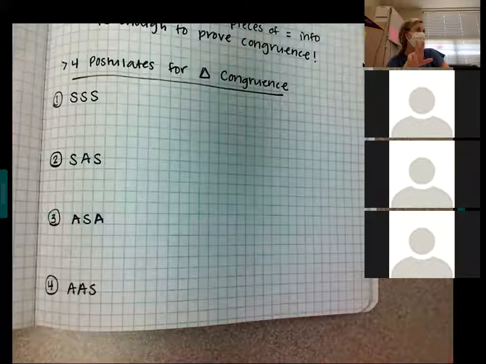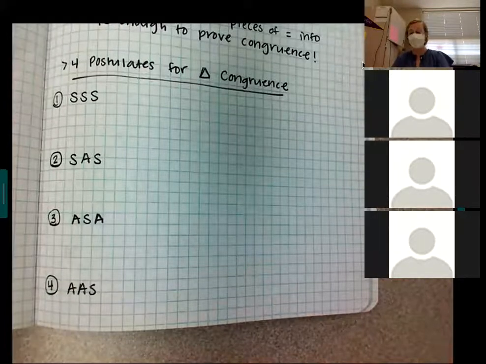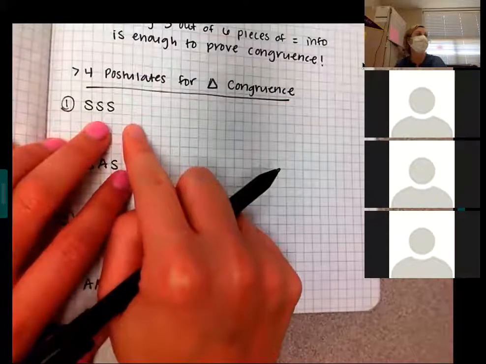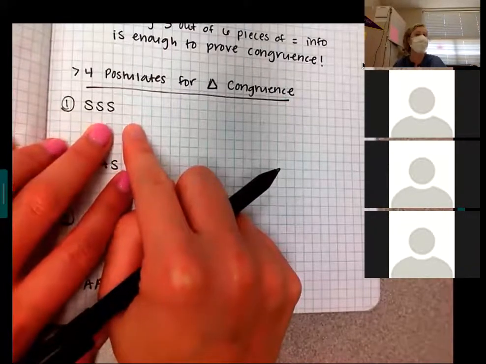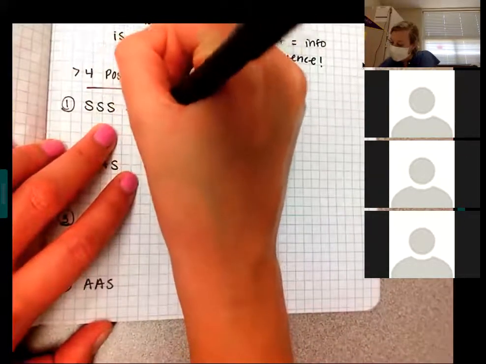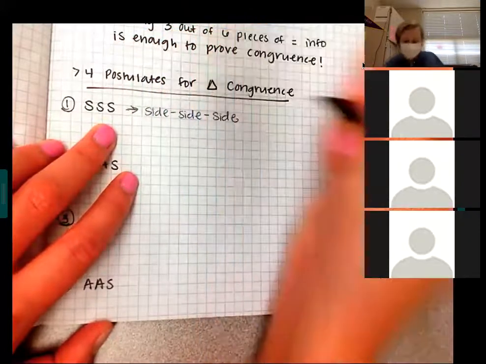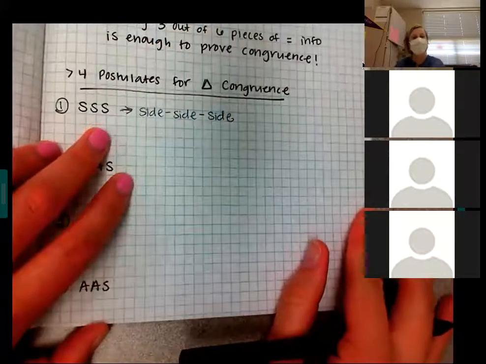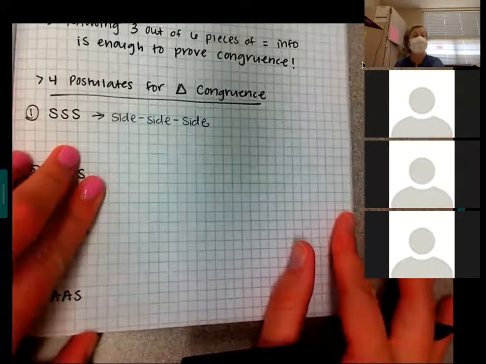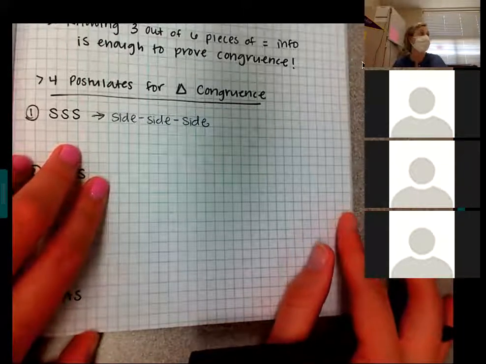Got it? Okay, y'all hear worse stuff at school anyways, but I'm just making sure we're all on the same page. What do you think the three S's stand for? Three sides. Side, side, side. So your first postulate that you can have to prove triangle congruence is side, side, side. You can literally write three sides if you want. You don't have to write side, side, side, but that's what it stands for.